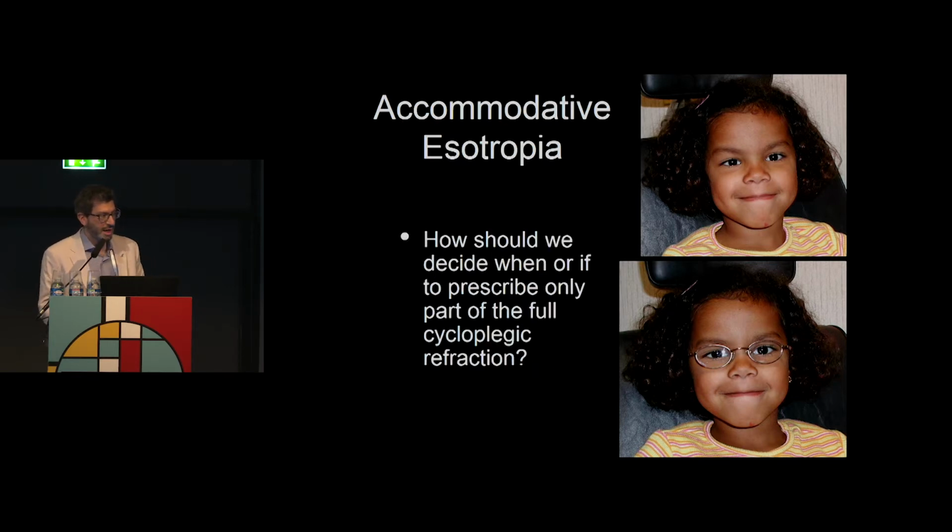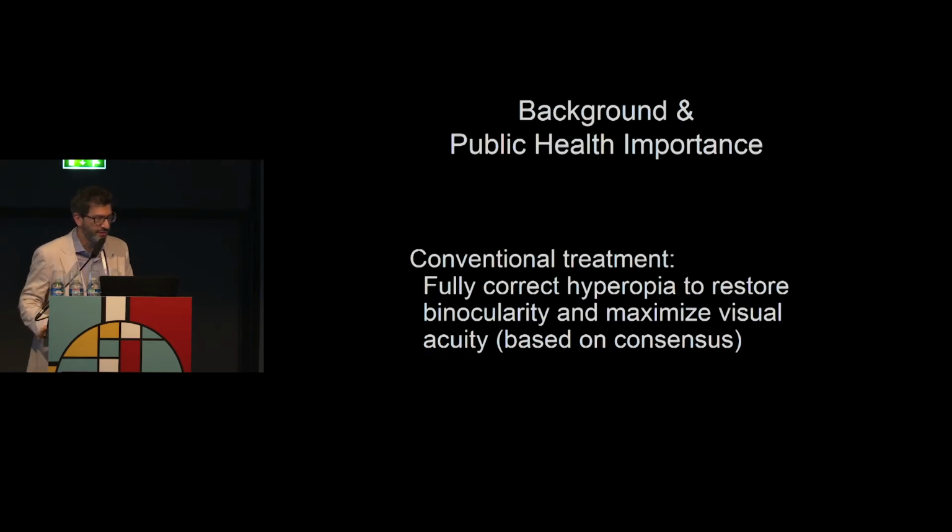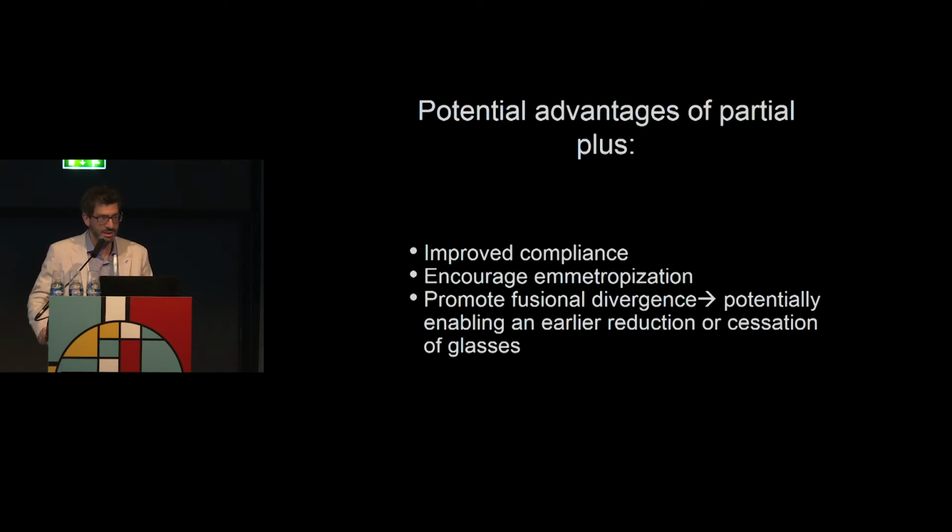So how do we decide to prescribe only partial versus full plus? The conventional treatment decision, of course, is, well, give the full plus. That's what you do because that's what you do. You get the best vision, you get the best results. But that's really just by consensus and what we were taught in our fellowships, except for the fellowships that said, no, give less than the full plus, and that speaks to the non-consistency of training in pediatric ophthalmology fellowship programs.